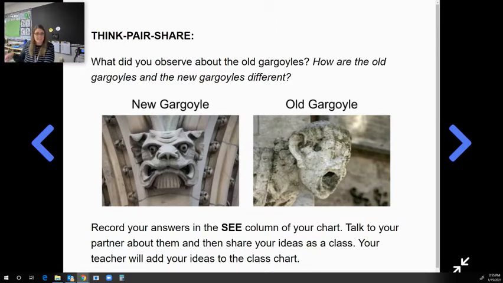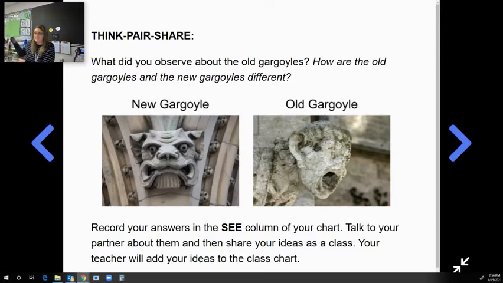So in the C section of your journal, I want you to record your answers. You can talk to someone. You don't really have a think, pair, share, but you could talk to your friends if you get a chance, maybe in morning meeting, about what you see, okay? And then I would like you to write it in your chart.